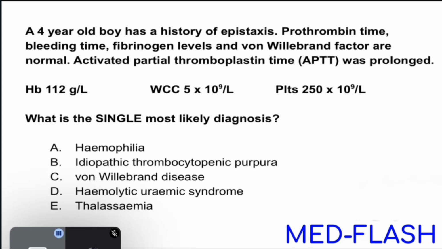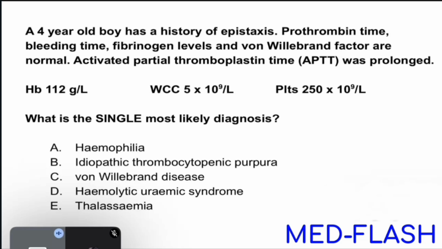A 4-year-old boy has a history of epistaxis. Prothrombin time, bleeding time, fibrinogen levels, and von Willebrand factor are normal. Activated partial thromboplastin time (APTT) was prolonged. So the question is telling us that there is an isolated APTT elevation in the patient, and all the other things are normal. So that is a very straightforward question.